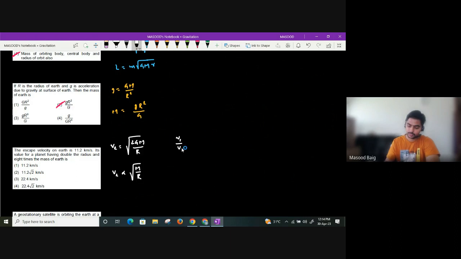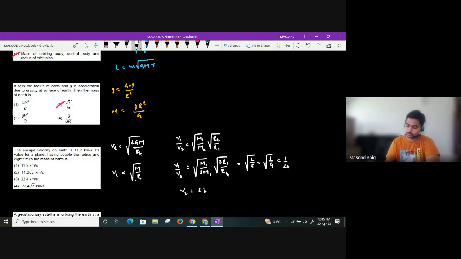So I can write v1 divided by v2 will be root over m1 divided by m2 into root over r2 divided by r1. So what has happened to mass, beta? It became 8 times again. What has happened to radius? It became 2 times. So what will this become? It will be root over 2 by 8, which I can take as root over 1 by 4, will be 1 by 2. So what will be the v2 value? It will be 2 times of v1, which is 2 times of 11.2 kilometer per second. It is 22.4 kilometer per second.